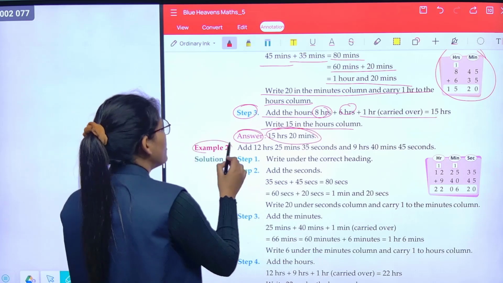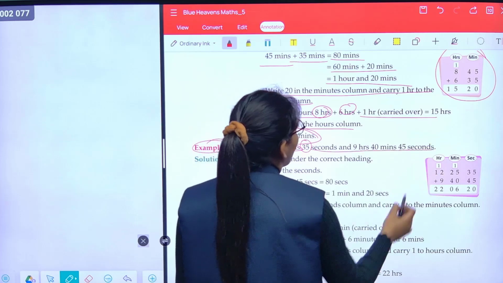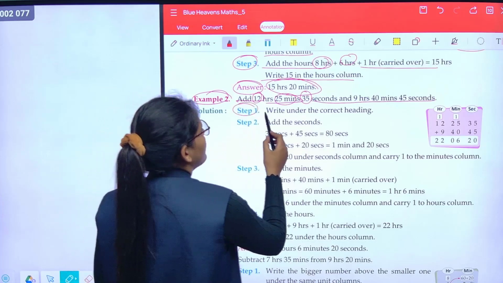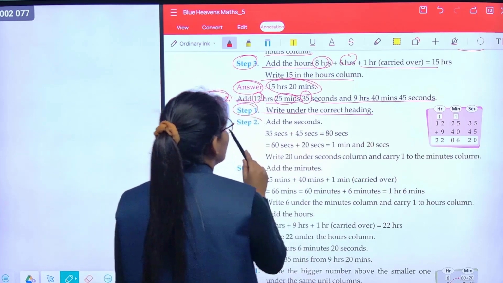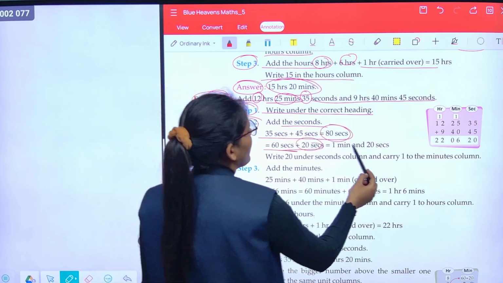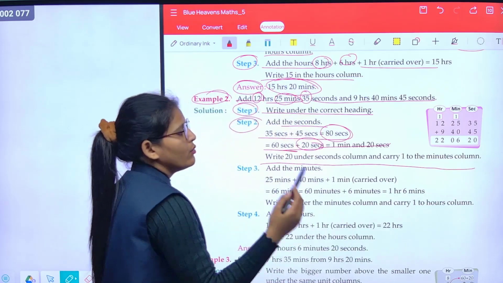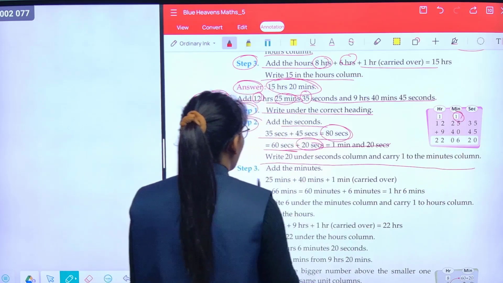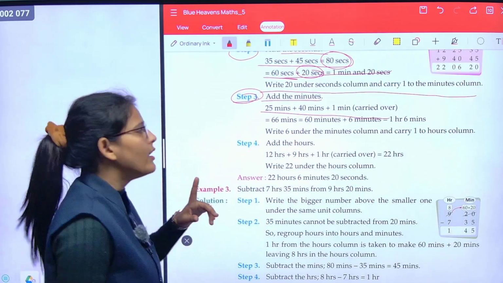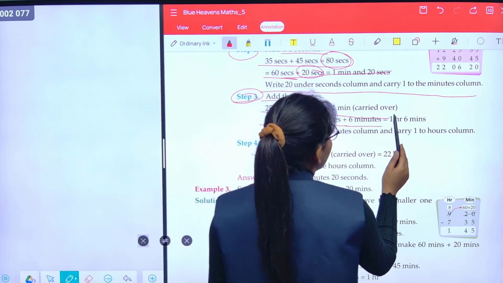Now example number 2, add 12 hours 25 minutes 35 seconds and 9 hours 40 minutes 45 seconds. Step 1, write under the correct heading like this. Step 2, add the seconds. 80 seconds, 60 seconds plus 20 seconds, 1 minute and 20 seconds. Write 20 under the seconds column and carry 1 to the minutes column. Step 3, add the minutes. 25 minutes plus 40 minutes plus 1 minute carried over is 66 minutes.